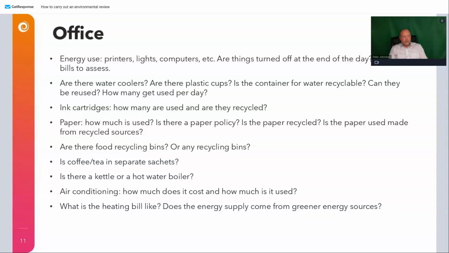Printers and computers: do printers turn off at night? Are they on a timer plug? How many printers sit on for 24 hours a day, 7 days a week, when there's only people in the office for 8 to 9 hours a day? So could you consider putting a timer plug in?